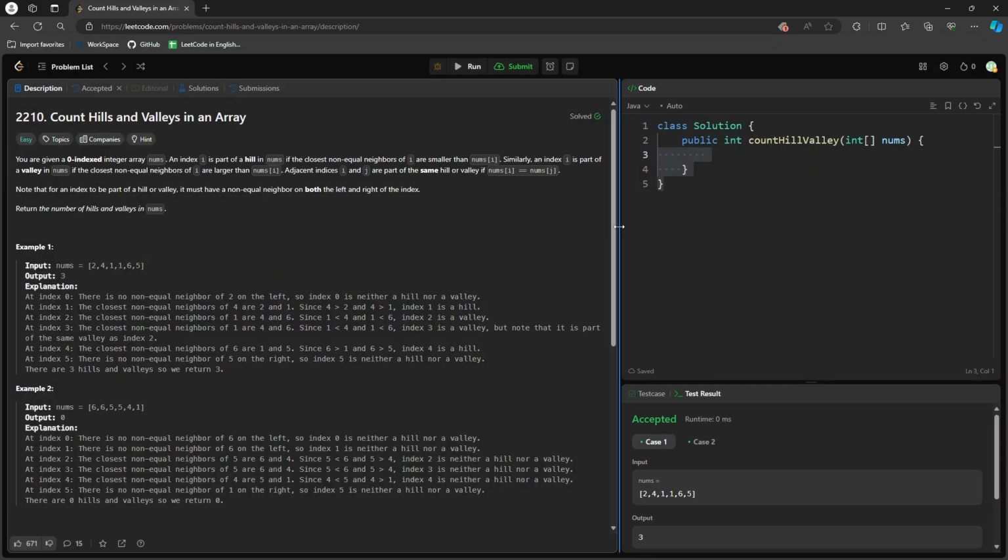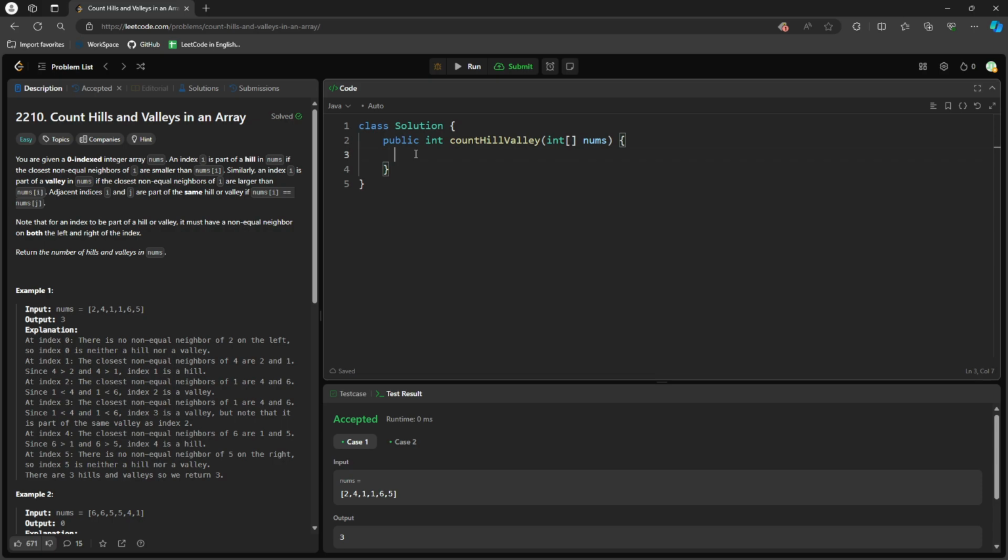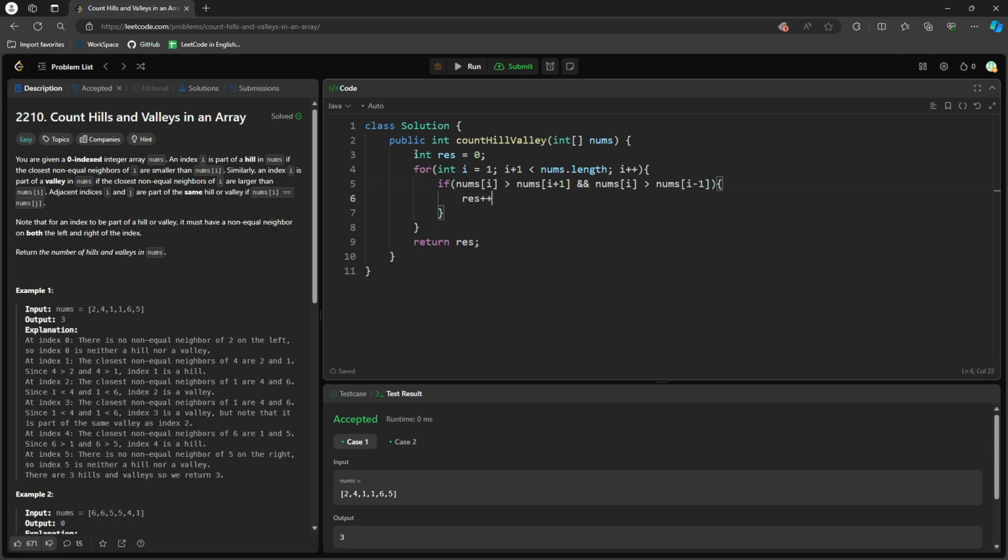So let's start coding. Okay, so int result equal to 0. You want to return result. For int i equal to 1, i plus 1 less than nums.length, i plus plus. And if nums at i is greater than nums at i plus 1, and nums at i is greater than nums at i minus 1, you increment the count. You're going to do exactly the same thing, but with less than. So one count is for hill, the other one is for valley.